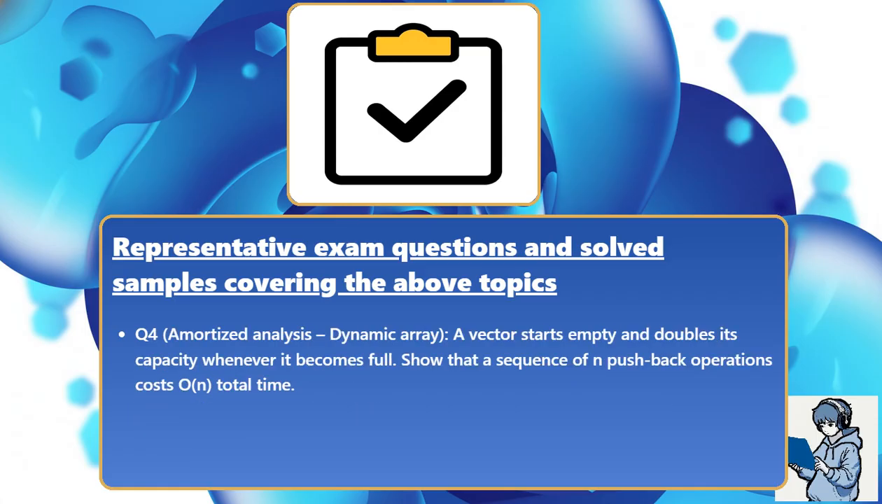Question 4, amortized analysis, dynamic array. A vector starts empty and doubles its capacity whenever it becomes full. Show that a sequence of n push_back operations costs O of n total time. Solution, accounting method: charge each push 3 units.